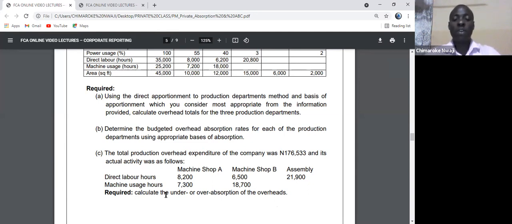Remember what I told you about under and over absorption. What you budgeted and took to the market is different from how much you are actually paying. If what you budgeted and took to the market is higher than what you actually spent, it means you have over budgeted, over absorbed. If what you actually spent is higher than what you took to the market, it means you under budgeted or under absorbed. Let's use that mentality to solve the C part of the question.